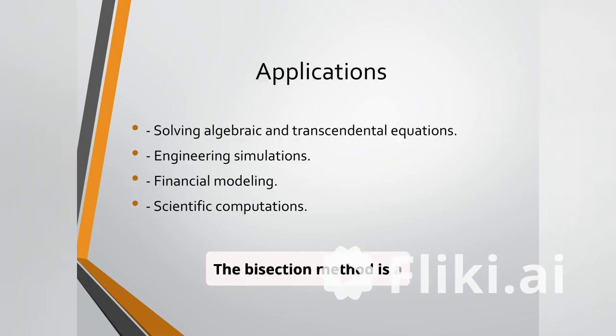The bisection method is a numerical technique used to find the root, or zero, of a continuous function. It works by repeatedly dividing an interval in half and selecting the subinterval where the function changes sign, which indicates the presence of a root within that subinterval. This method is particularly useful in situations where other methods, such as Newton's method, may not be applicable due to the function's complexity or lack of a suitable derivative.